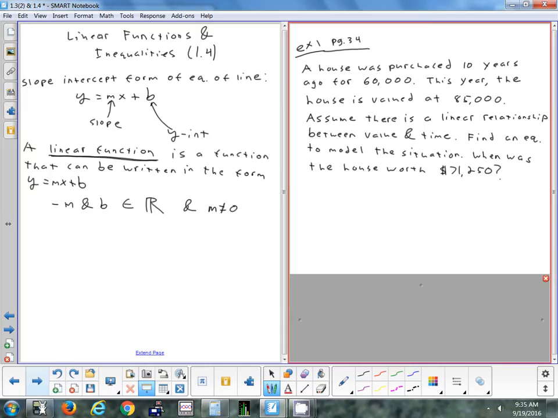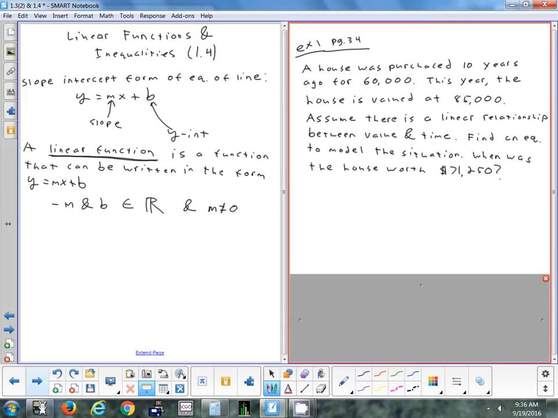Don't write down this whole word problem. There's really only 4 numbers, or even 3 numbers you really need to write down. It's saying a house was purchased 10 years ago for $60,000. And now the house is worth $85,000. So 10 years later, the value of the house went up to $85,000. We're going to assume that there's a linear connection between the value of the house and time.